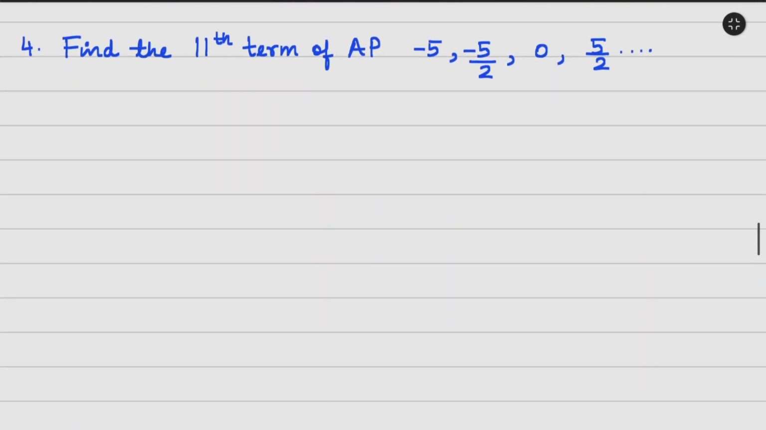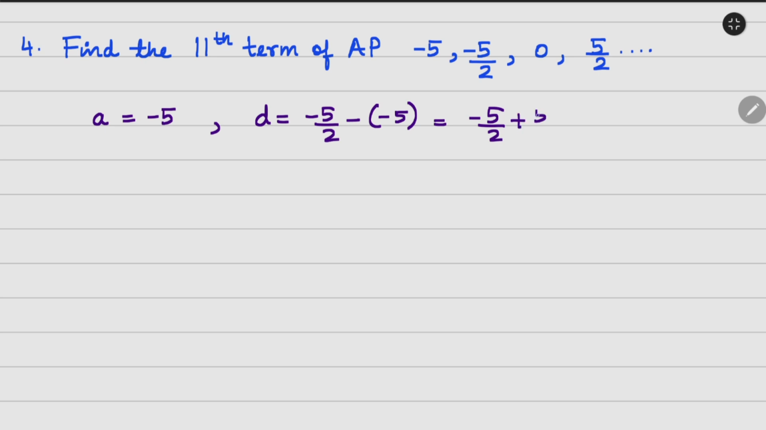Find the 11th term of the AP. You're already given that the given sequence is an arithmetic progression. Let us find out the difference. The first term A1 or A is equal to minus 5. Common difference will be the second term, that is minus 5 by 2, minus the first term, which is minus 5 by 2 plus 5. Take the LCM. LCM is 2, so minus 5 plus 10, which is 5 by 2. That's your D, which is the common difference.